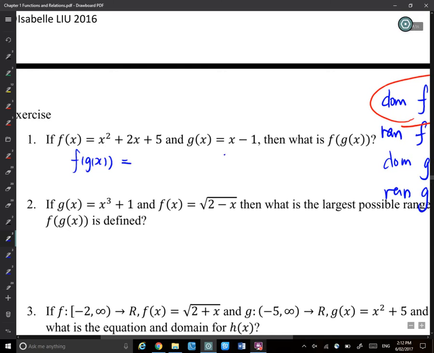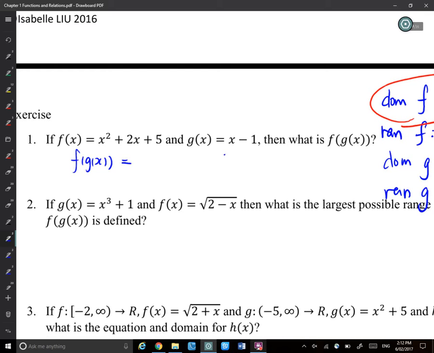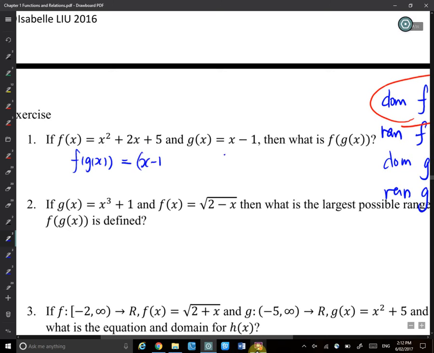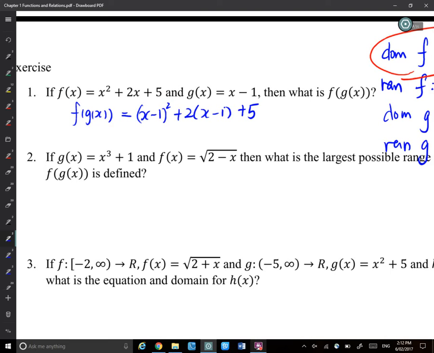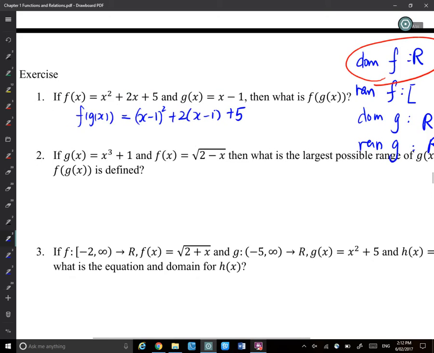So g(x) is x minus 1. Instead of x, you write x minus 1 for every x in f. So you write (x minus 1) squared plus 2(x minus 1) plus 5. You have all of that changed to x minus 1. That's how composite functions work: you put one function into another function. You can simplify that by yourself; I'm not going to simplify it here.